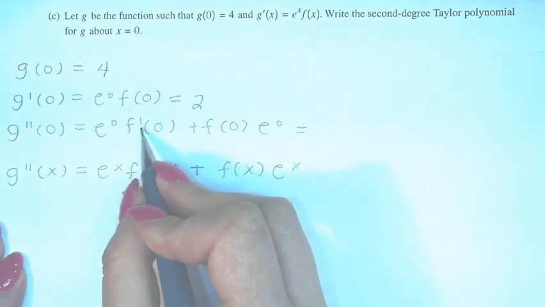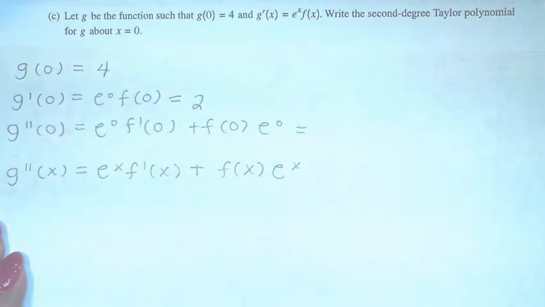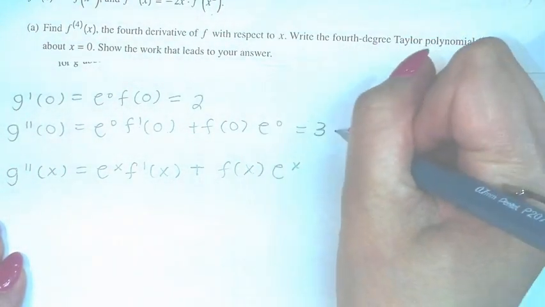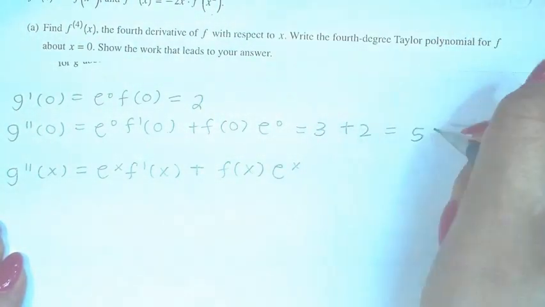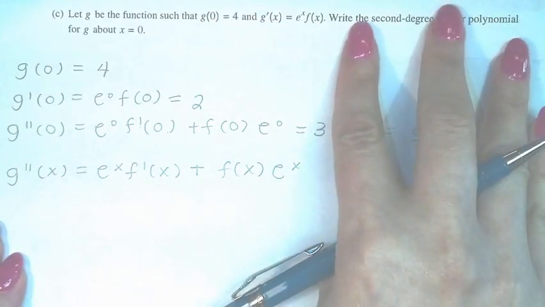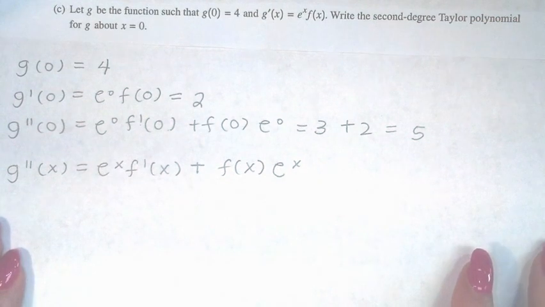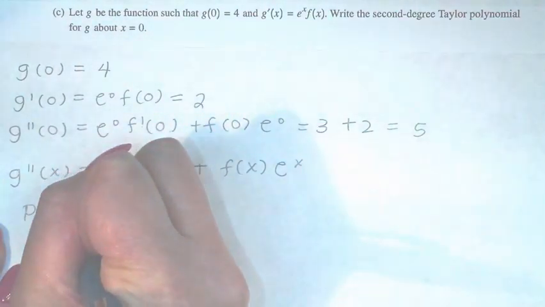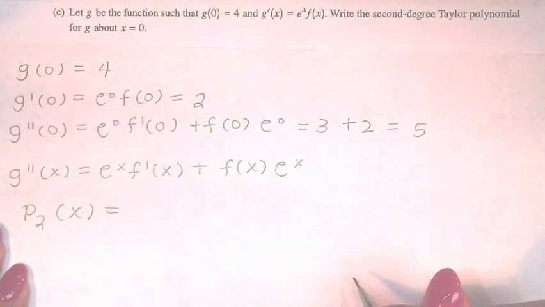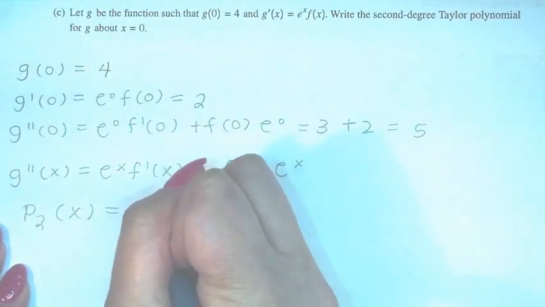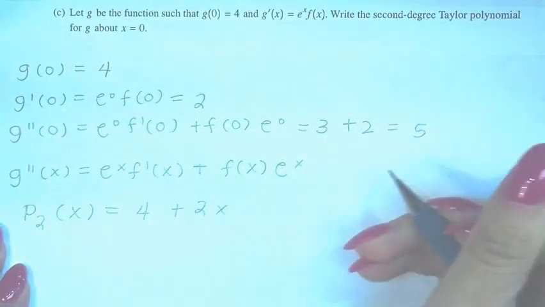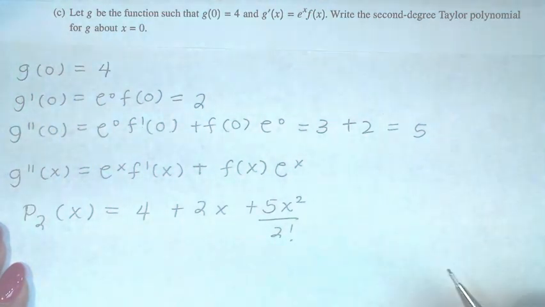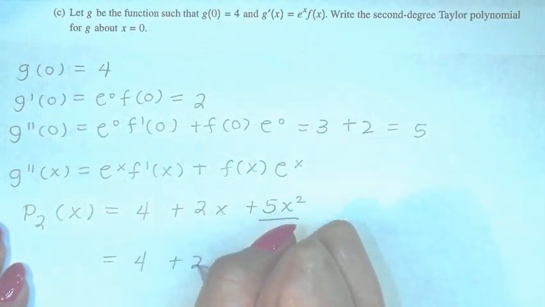So f prime of 0, we know from the hypothesis of the problem, let me bring it here, is going to be 3. And this guy is going to be 2, so I know how to add, and I'm going to use my 5 there. Okay, so I have pretty much all the pieces of the puzzle. Now I need to put the puzzle together. So the polynomial of degree 2 in this case, P of x, is going to be equal to what? This polynomial is going to be 4 plus 2x plus 5x squared divided by 2 factorial. We can simplify this one by just erasing the factorial, right? And it's just as correct.